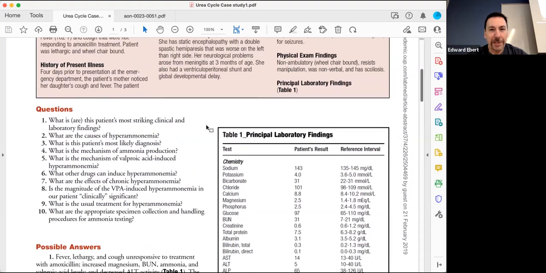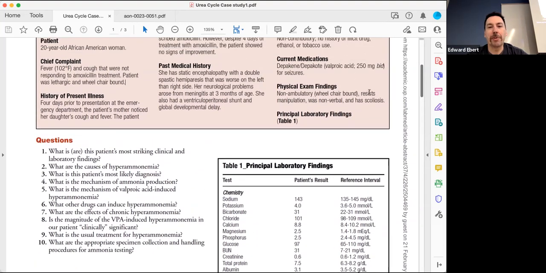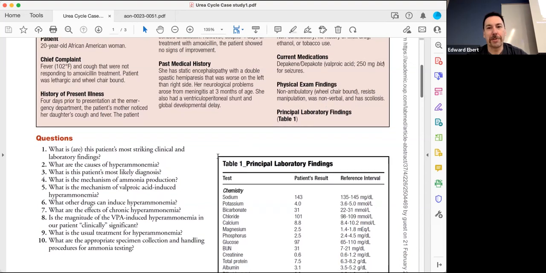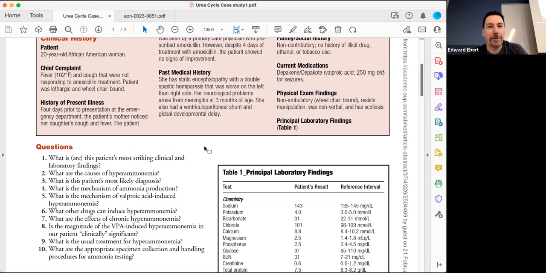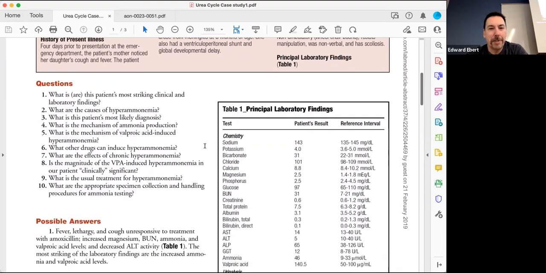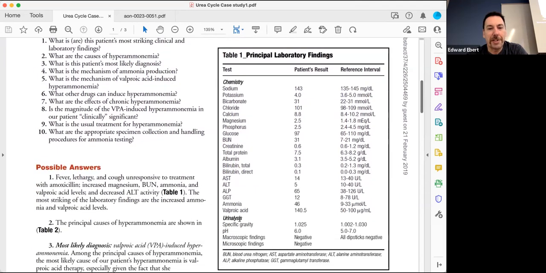Anyway, we have a list of physical exam findings: non-ambulatory, resists manipulation, nonverbal, scoliosis. No history of drug, alcohol, or tobacco use, so that's good. We look at our principal laboratory findings, and we're going to start seeing some things that may stand out. There's the patient's result and the reference level. Almost everything is normal as we go down. Magnesium is a little bit elevated. Everything else is normal. Then our BUN, blood urea nitrogen, is pretty significantly elevated. Creatinine is normal. Albumin is a little bit low, but not very far out of range.